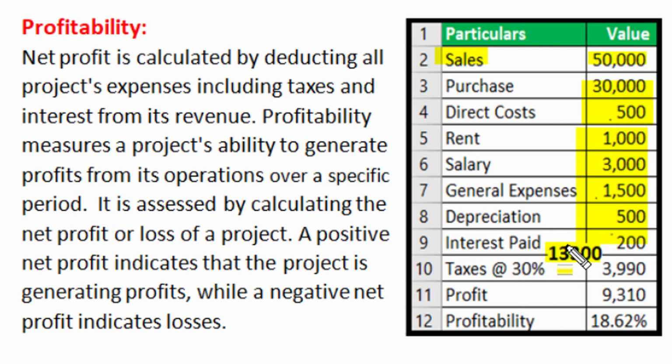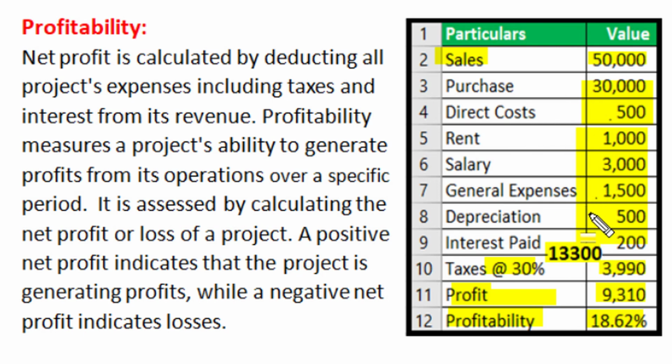This 13,300 is net profit before tax, and if the tax amount is 30% of profit, which is 3,990, then net profit after taxation is 9,310. The percentage of this net profit of total revenue is profitability, and in our case it is 18.62%. Now this profitability measures the project's ability to generate profit from its operation over a specific period.